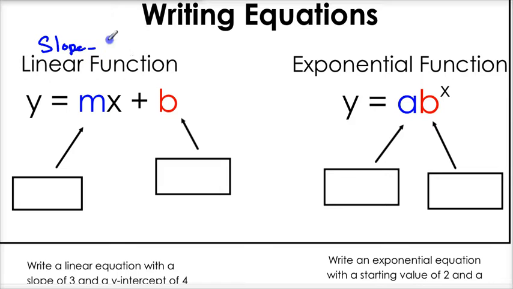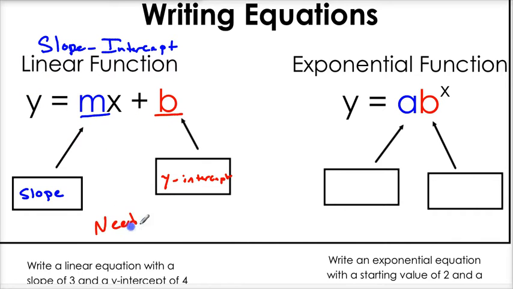The reason we call it slope-intercept form is because your m, remember, is the slope, and your b is the y-intercept. So if you have the slope and the y-intercept, you can write the equation of a line. You just need these two things, the slope and the y-intercept. If you have these two, you got yourself a linear function.